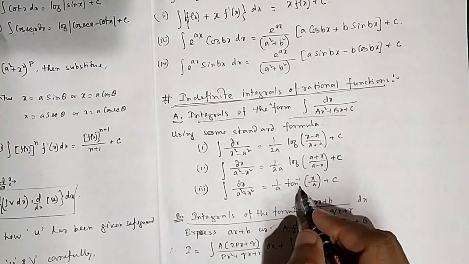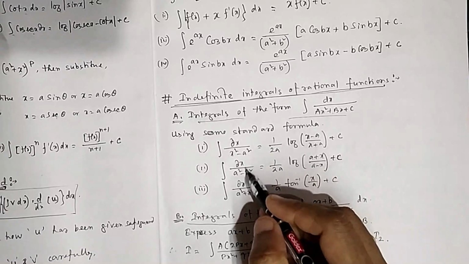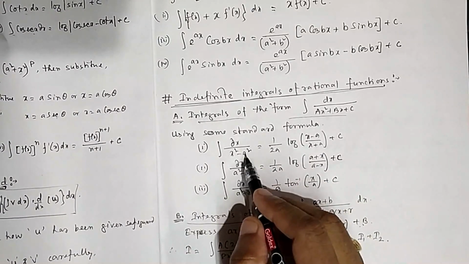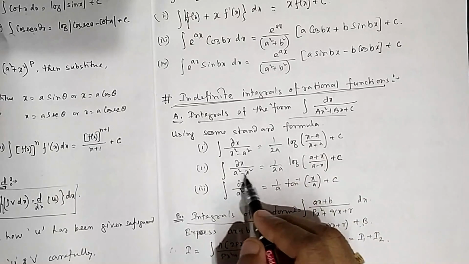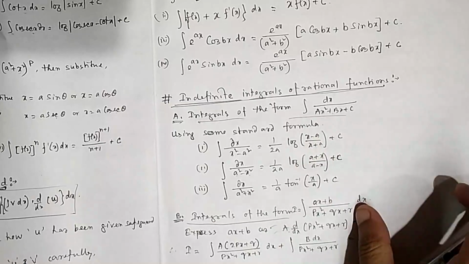So 1 by x square plus a square is tan inverse x. X square plus 1 was there, but because a is there, it is a square. And the rest is a, always a log. It is x minus a by x plus a if it is x square minus a square. If it is a square minus x square, then it is a plus x by a minus x. So you have to be careful.